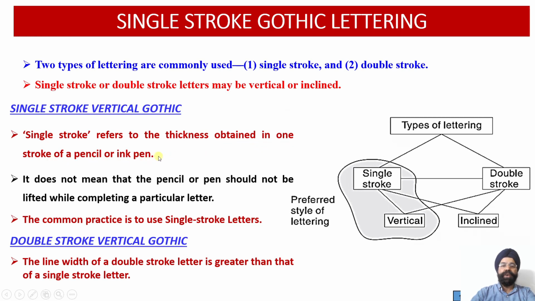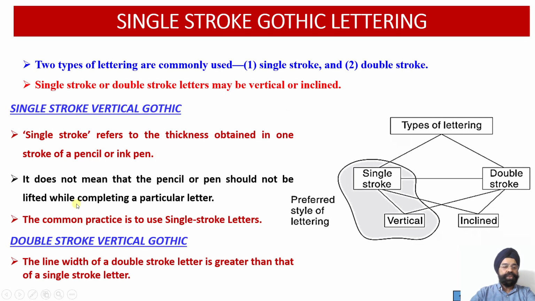So we have to write down any given alphabet in such a way that the uniform thickness will be there, and you need not put down any given stroke multiple times. Only once you draw any stroke while you want to write down any alphabet. So we'll just see in a while how we can go about writing single stroke vertical Gothic alphabets or the numerals.